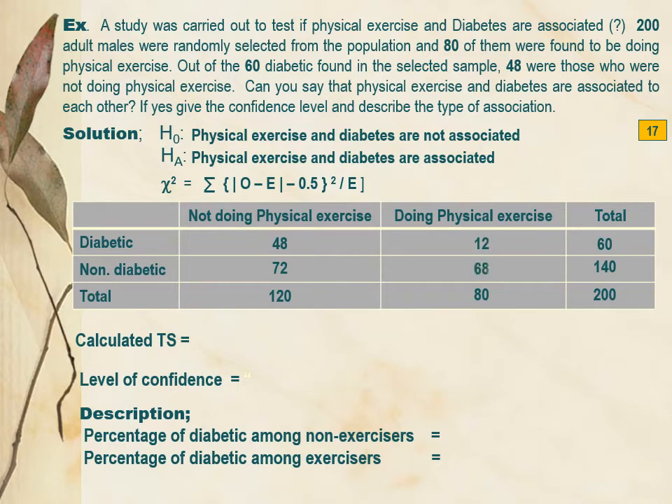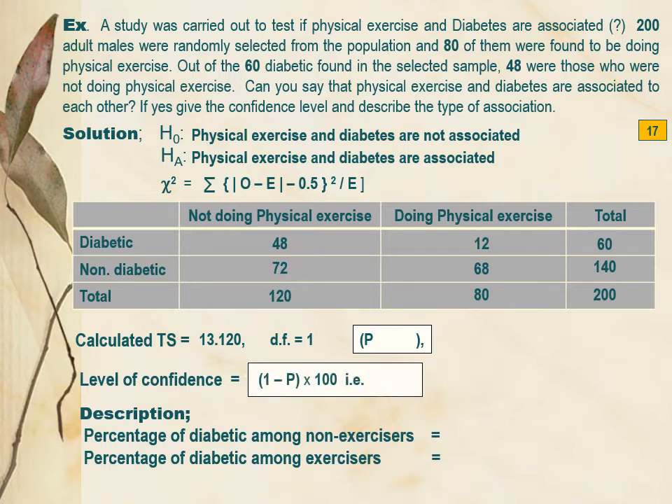Once you have the table, you can calculate the chi-square value using the Yates correction, and you will see that you get the calculated test statistic as 13.120. DF is equal to 1. It is a 2 by 2 table, and you will use the critical value table to get the p-value. The p-value is given here. I want you to get it yourself; the color of the text has been changed in the background. You can check yourself what this value is, and then verify your result. Also the level of confidence: once you have the p, you can get the level of confidence.